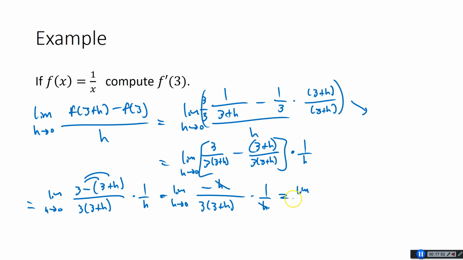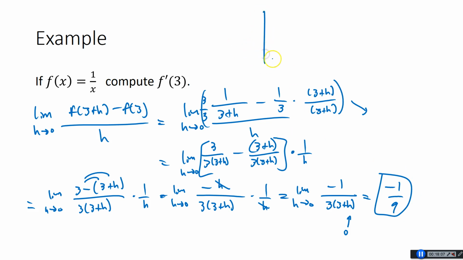So I have the limit as h approaches 0. That was our magic step because the h is canceled. So we have negative 1 over 3 times 3 plus h. Now you can plug in 0 for h without a problem. We end up with negative 1/9. So let's review what that means. That means if you were to graph 1 over x, which looks like this, if you go out to 3, right there, the slope of that tangent line is negative 1/9.